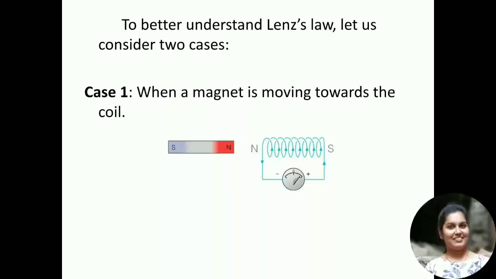To understand Lenz's law better, let us consider two cases. Case 1: when the magnet is moving towards the coil. When the north pole of this magnet is approaching the coil, the magnetic flux linking the coil increases. According to Faraday's laws of electromagnetic induction, when there is a change in flux, an EMF and hence current is induced in the coil, and this current will create its own magnetic field.